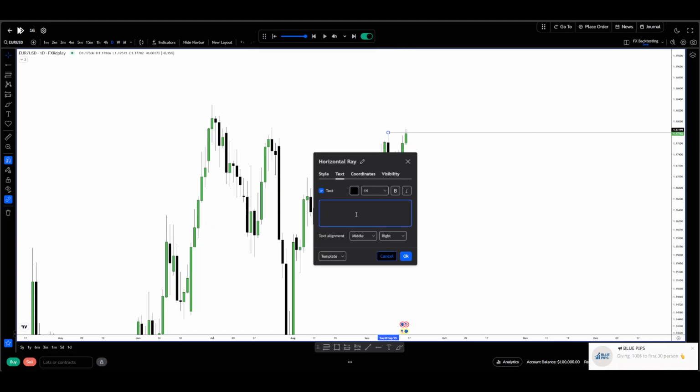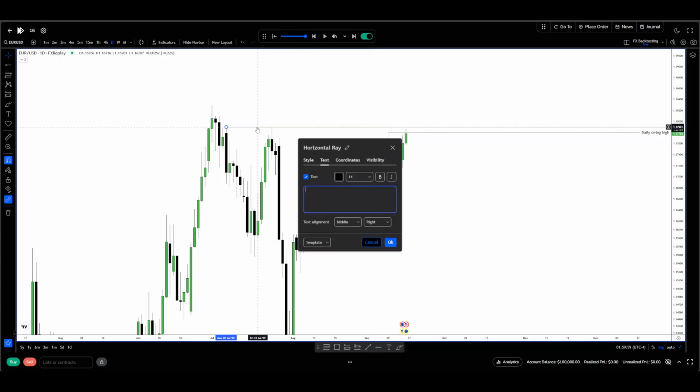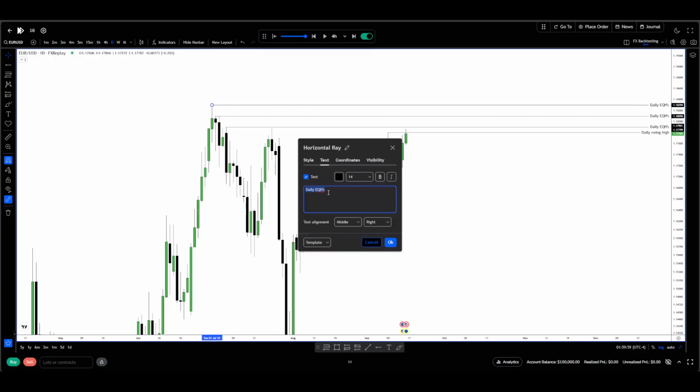So this is a daily swing high. Then what we have are those relatively equal highs right here. So these are daily equal highs. And to the left, we have more daily equal highs. And then, of course, we have this major daily major high.